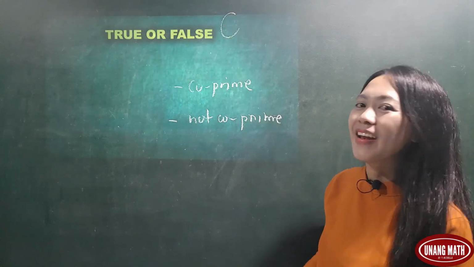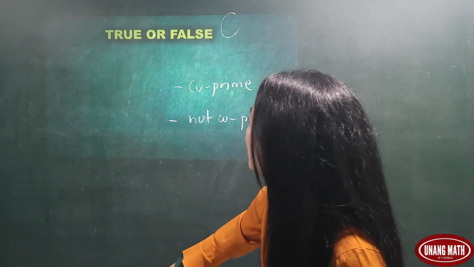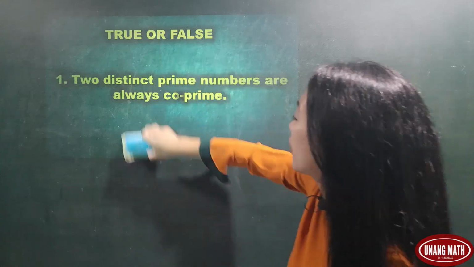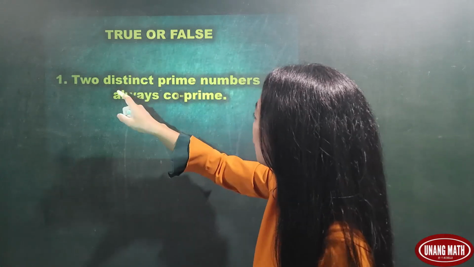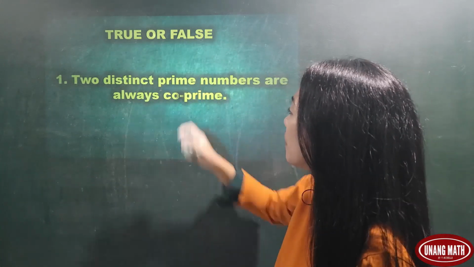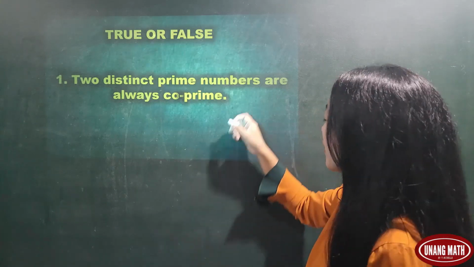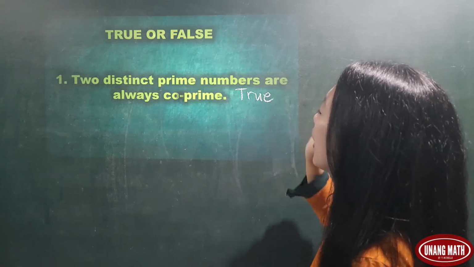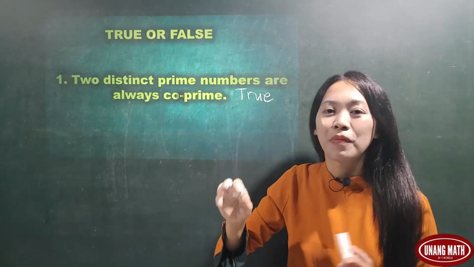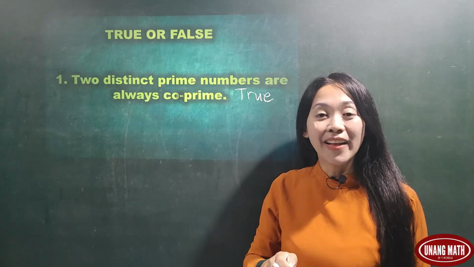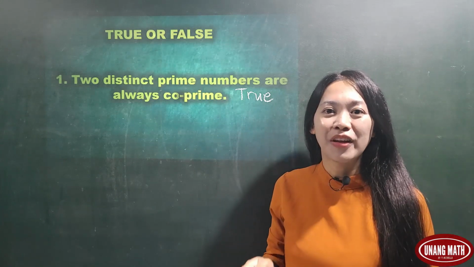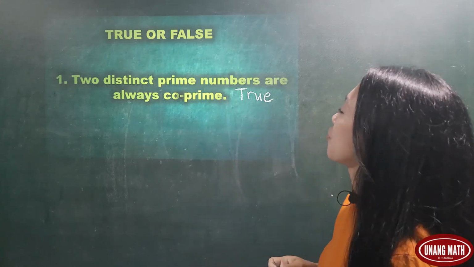Okay, this time, let's answer the following statements by saying if it's true or false. The first statement is, two distinct prime numbers are always co-prime. The answer to this statement is true, because a prime number's only factors are 1 and itself. So two prime numbers' common factor is only 1. So this statement is true.